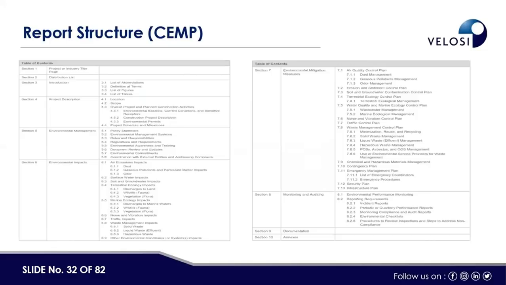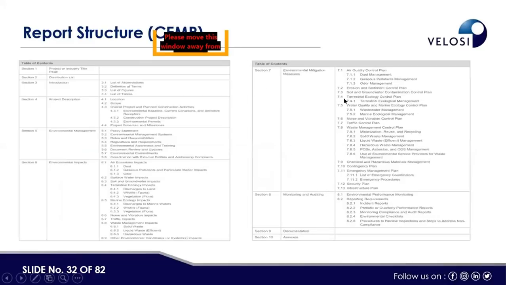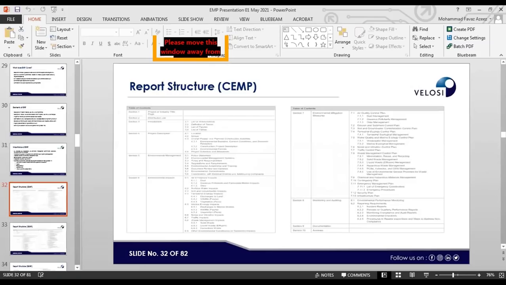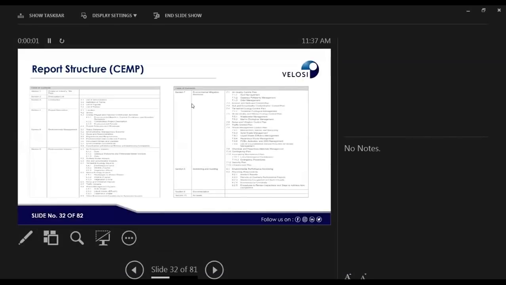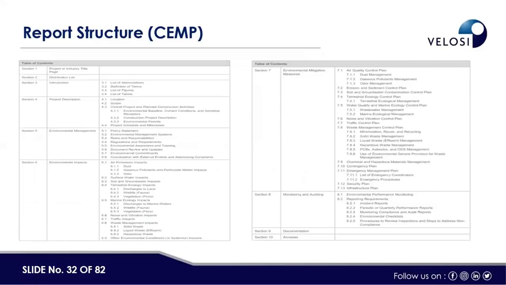Then environmental impacts. What are the environmental impacts that can arise during the project? For example, air emission, then marine and terrestrial ecology, then the water management system, and traffic. There are some impacts that must be identified or discussed during the CMP. And then accordingly, we have to develop the control plans to control or minimize the negative impacts of the project that arise in the previous section, environmental impact.